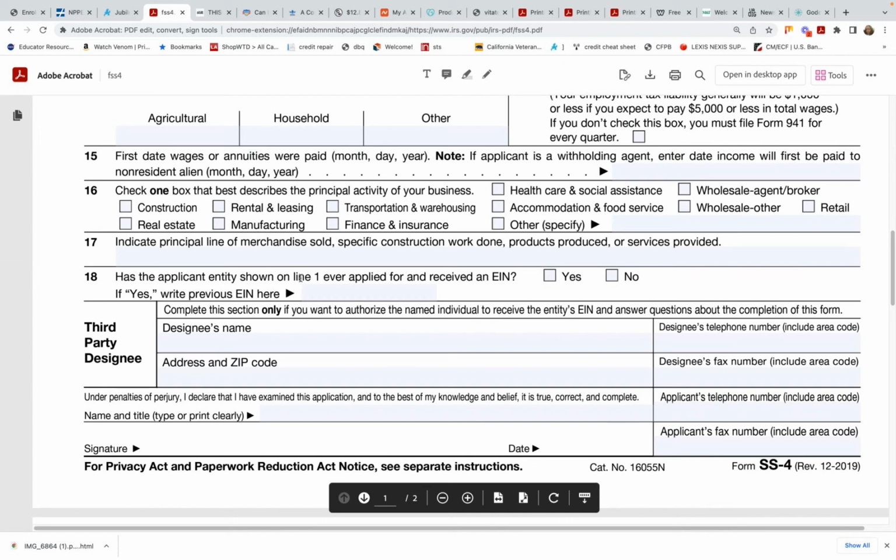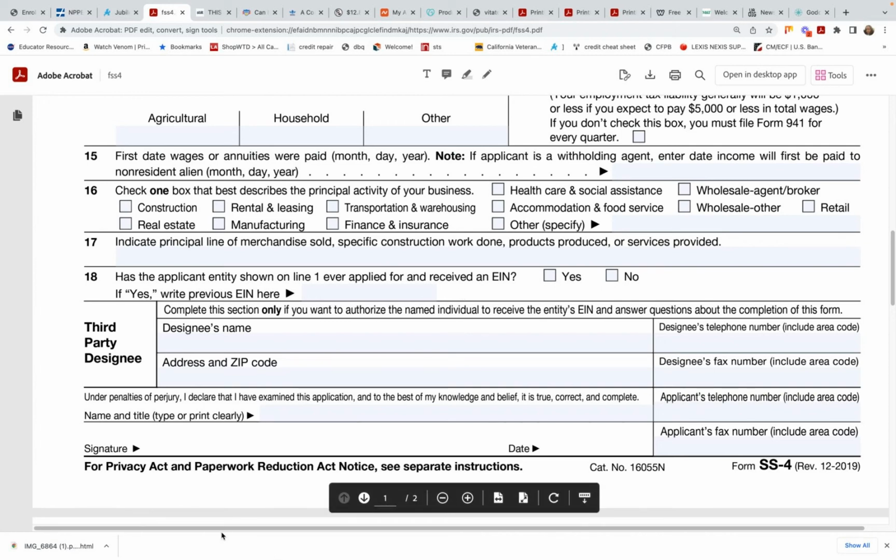All right, 18 asks has the applicant entity on line 1 ever applied for or received an EIN. They want to know yes or no, and that's because, well, a couple of reasons. One, the IRS does not issue more than one to a responsible party with that SSN on a 24-hour basis. So they want to know if you are requesting more than one, because you will hopefully fax this in versus mailing it in. And if they see that you've requested more than one in 24 hours, it's going to be automatically rejected and you will have to resubmit. So be careful when you answer that. But also, they're asking if you received one previously, because they want to know if you need to just reuse that one or if they're going to give you another one.